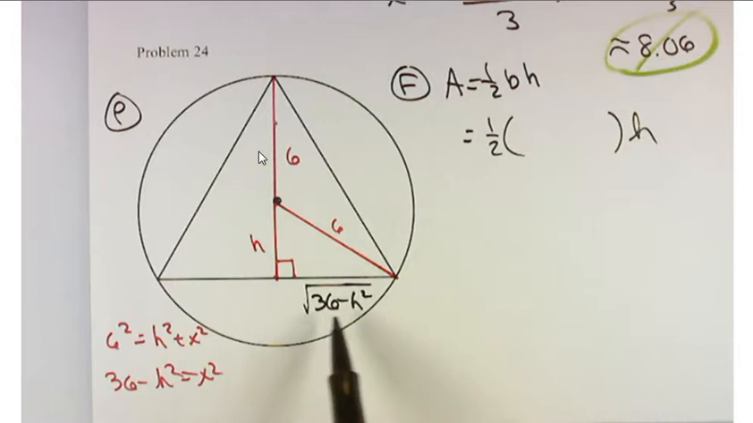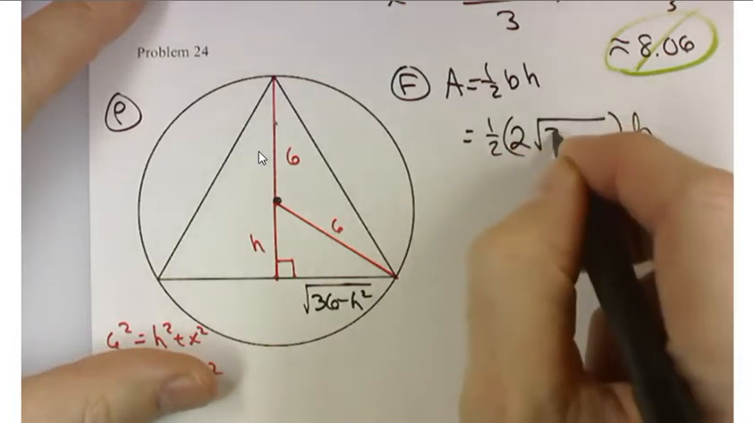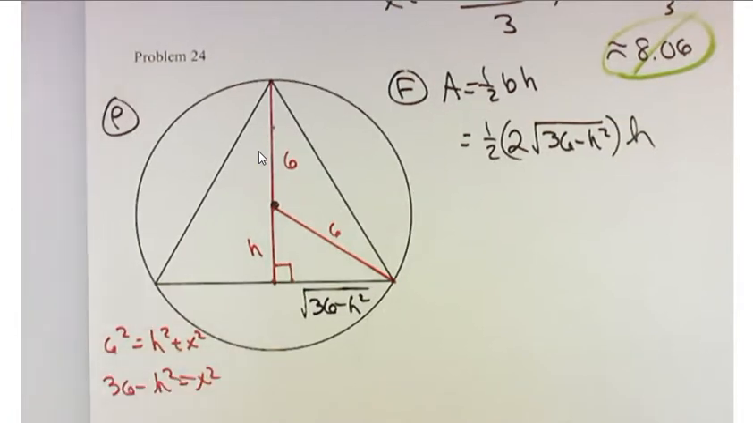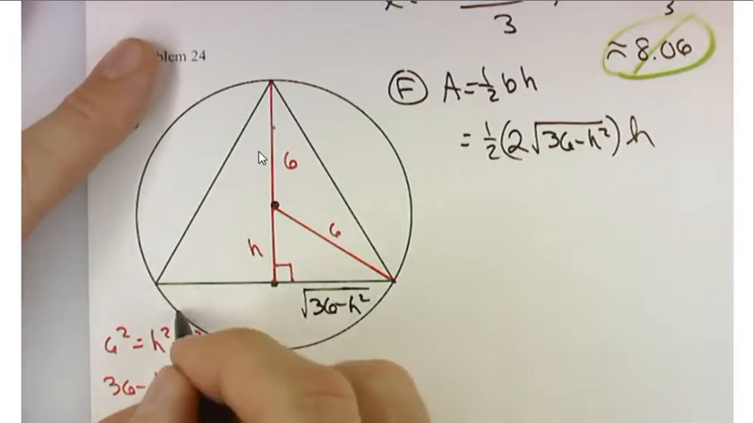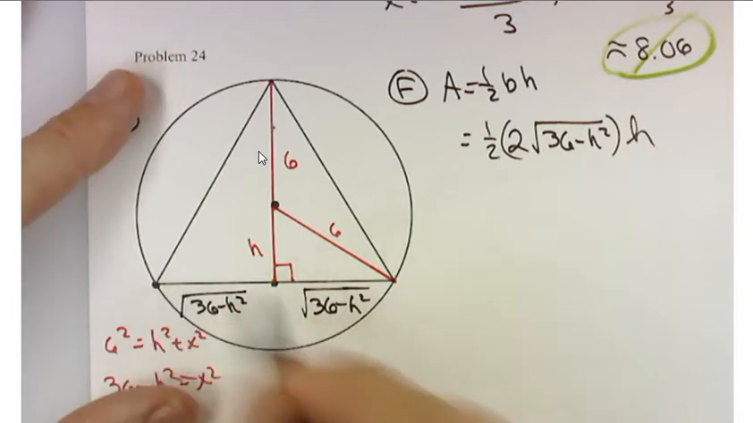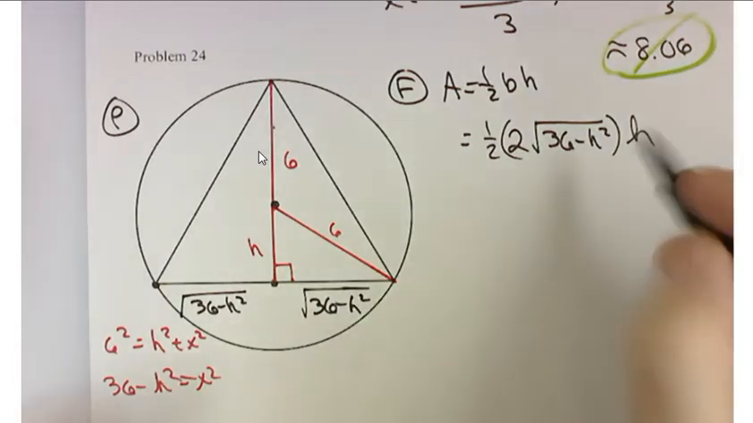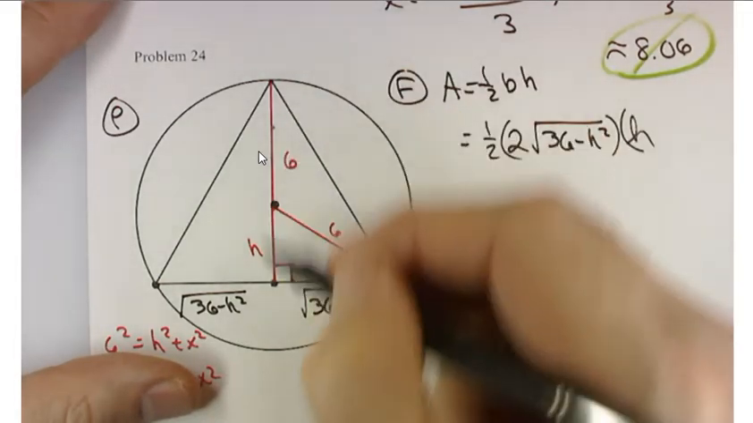Square root of 36 minus h squared times 2. Yeah, because we got 2 of them, right? 2 times the square root of 36 minus h squared. Because I got half of the base here, the other half is here, right? So this has to be square root of 36 minus h squared as well. So I got 2 of them, and that's the length of the base. And then the height is going to be this distance here, 6 plus h.